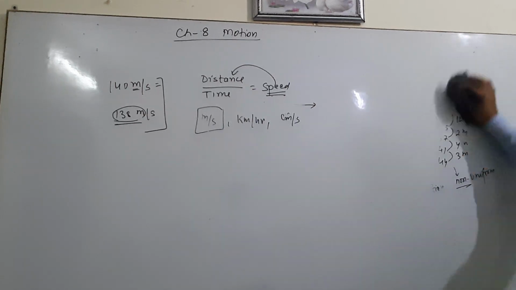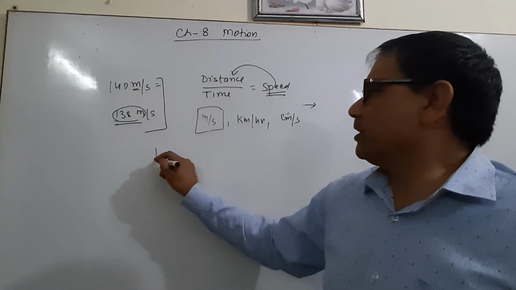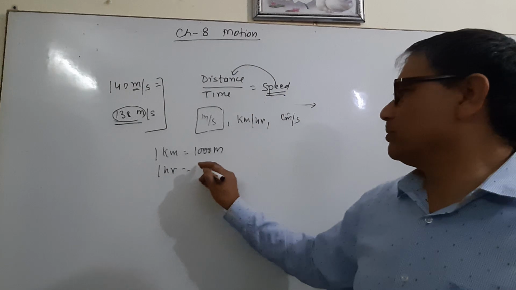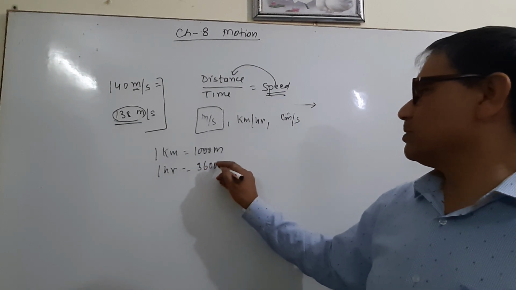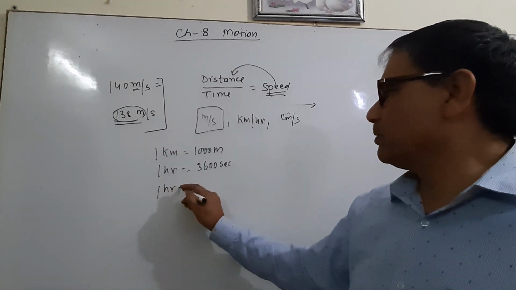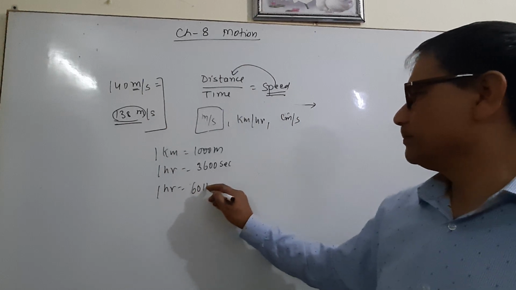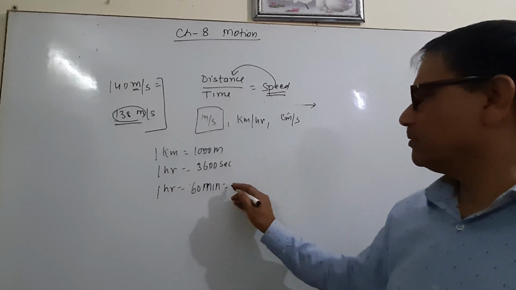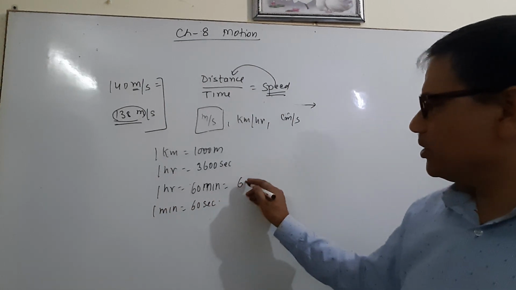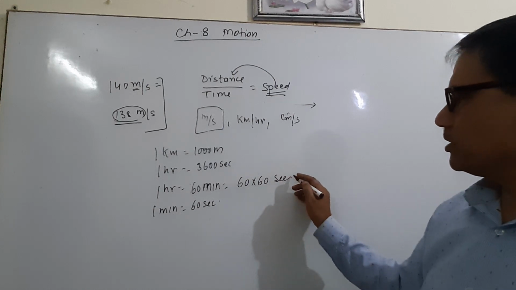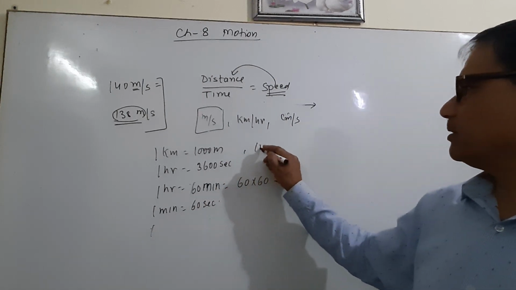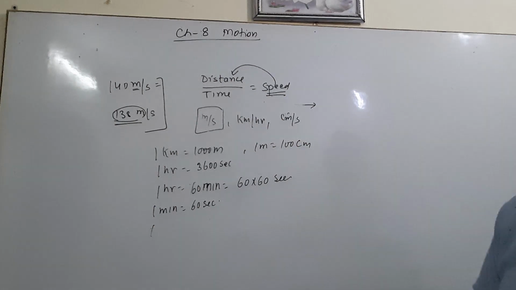How can we change the unit? First, 1 kilometer is equal to 1000 meter, and 1 hour is equal to 60 minutes, and 1 minute is equal to 60 seconds. Therefore, 60 into 60 is equal to 3600 seconds, and 1 meter is equal to 100 centimeter.